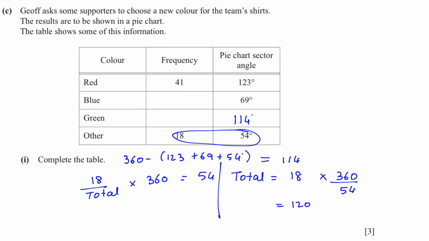So now to find blue, the angle is 69. 69 over 360 multiplied by the total, which is 120, will give us 23.